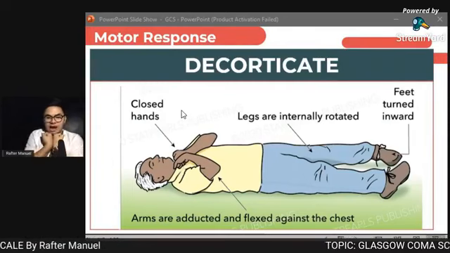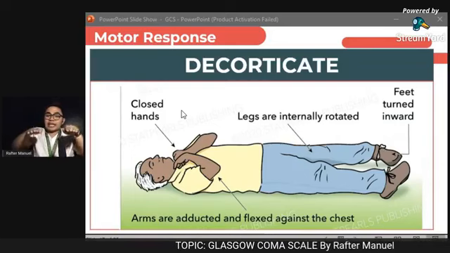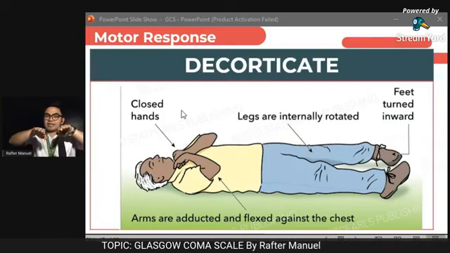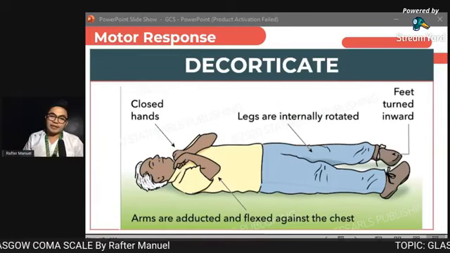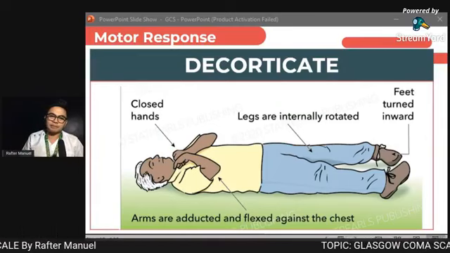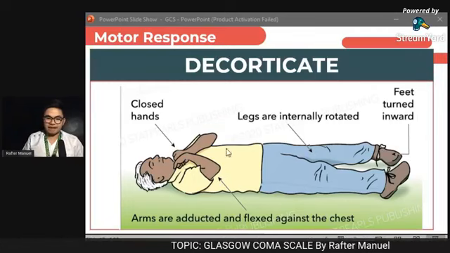Closed hands, arms are adducted and flexed against the chest, legs are internally rotated, the foot of the patient or the feet of the patient is turned inward. Okay, napakadelikado po ito. Alright, na response po ng ating pasyente.